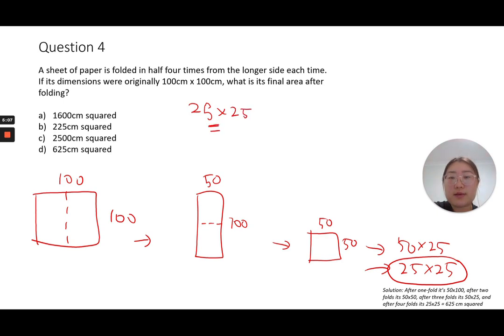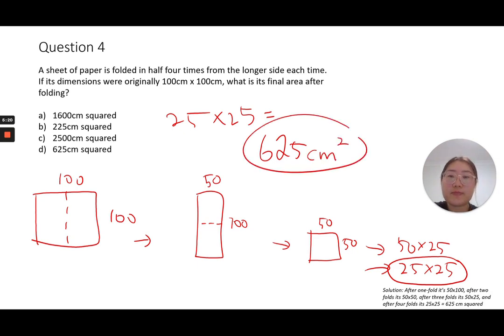And if you multiply that, well, you know that would be 6. Sorry, let's write that again. 25 by 25, you'll get 625 square centimeters. And that's option.